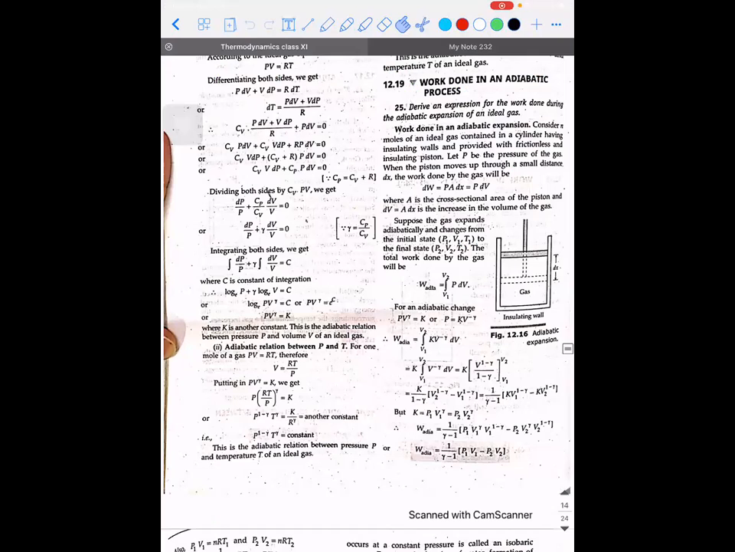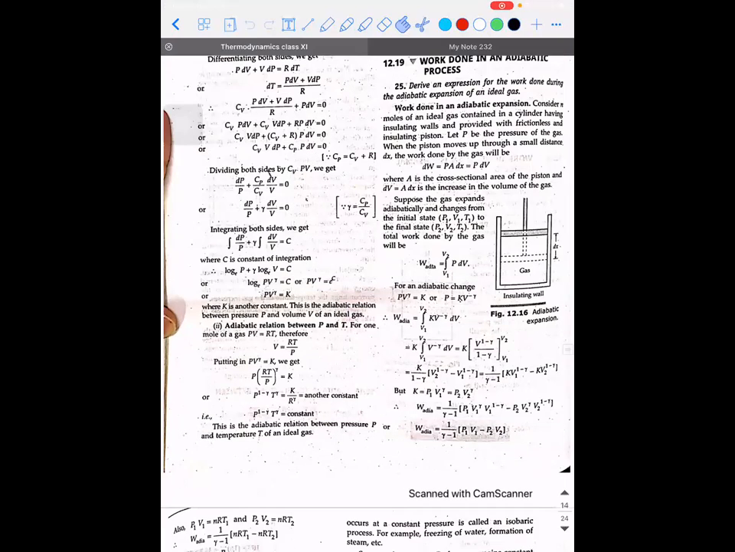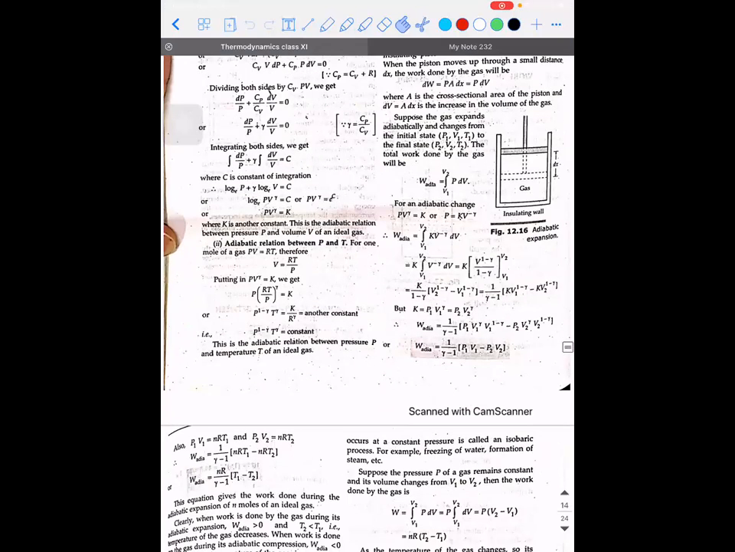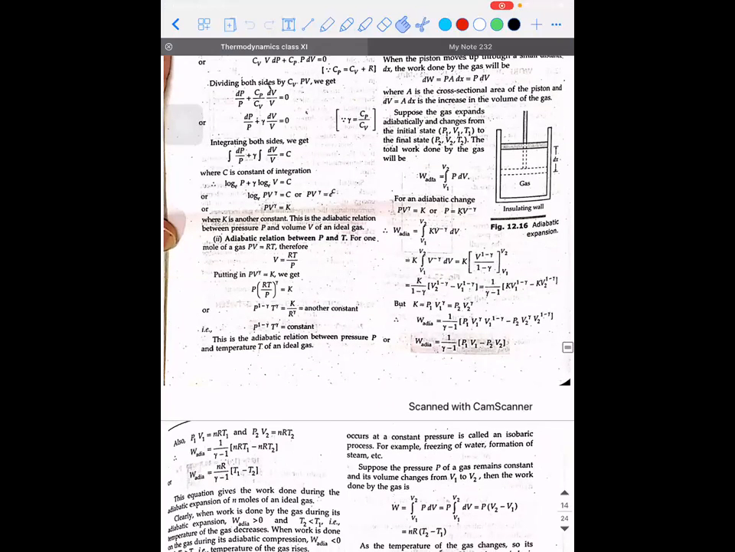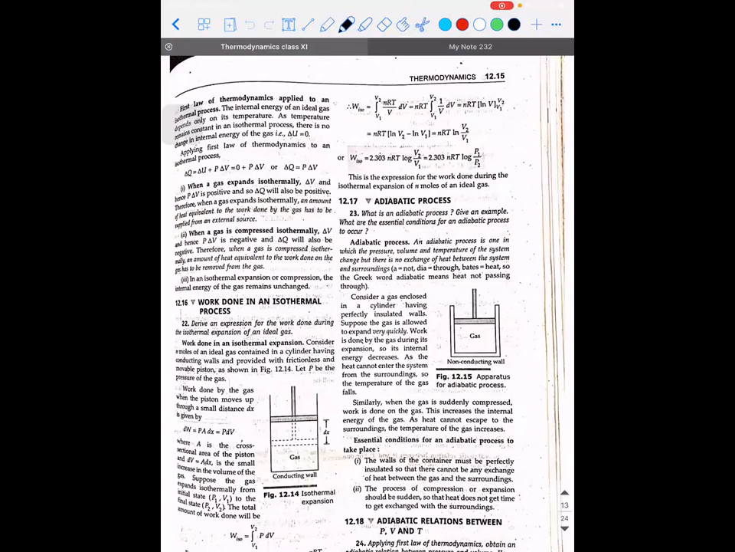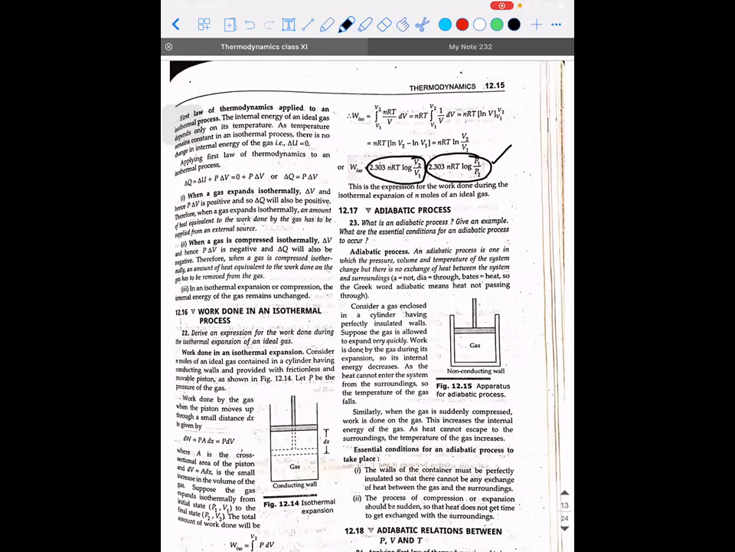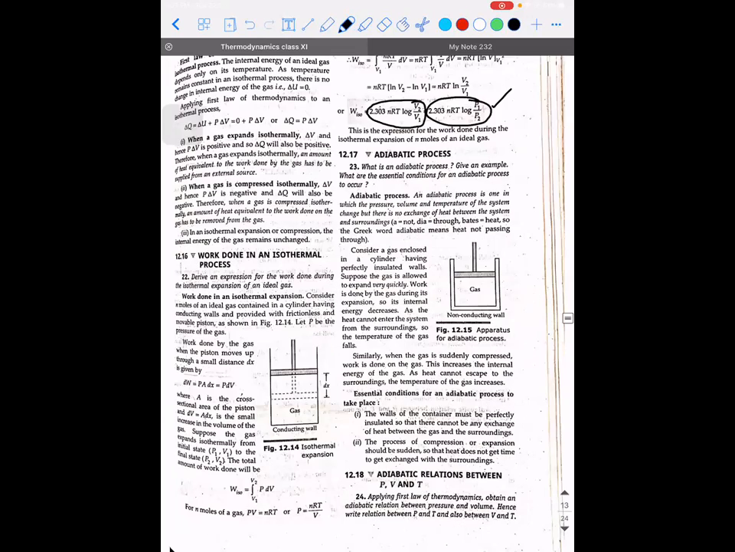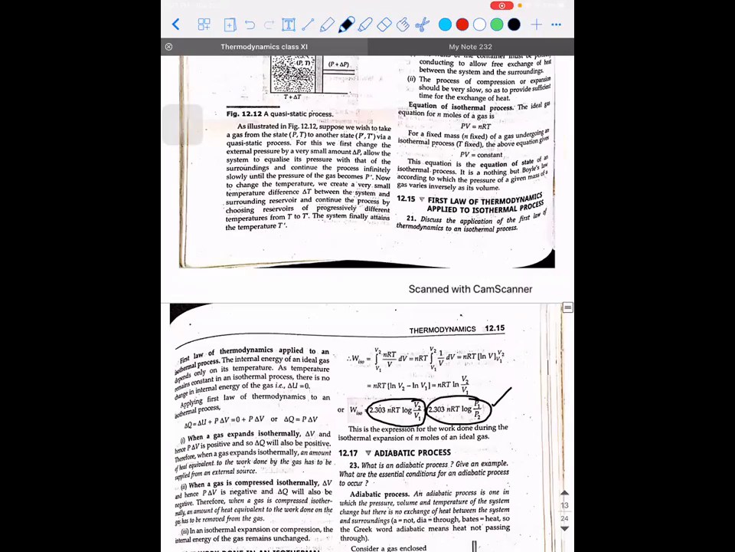So in the previous class, we saw how to calculate the work done in an isothermal process, right? And the formula came out to be 2.303 nRT log of V2 by V1 or 2.303 nRT log of P1 by P2. I told you the reason for it, right? So this is how we got the value for work done in an isothermal process, right?